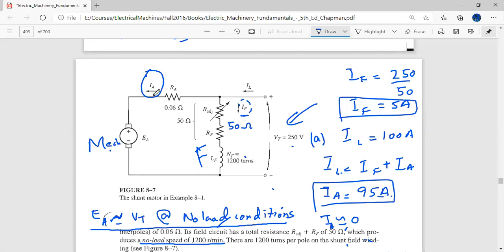And the consequence of this, how IA can only be equal to 0, is that this EA is almost equal in magnitude and opposing in polarity to 250 volts. Only then IA will reduce to 0. Okay, so always remember this fact.